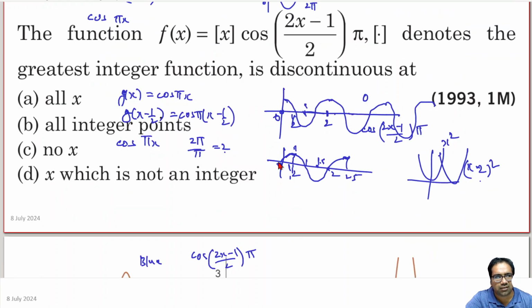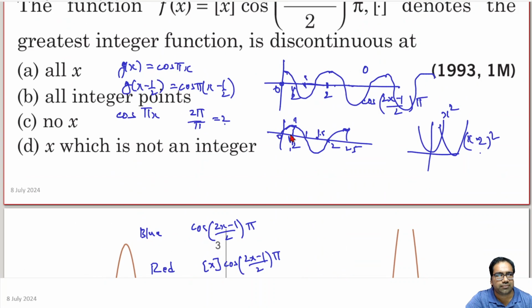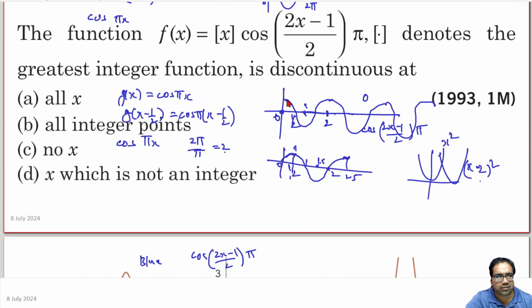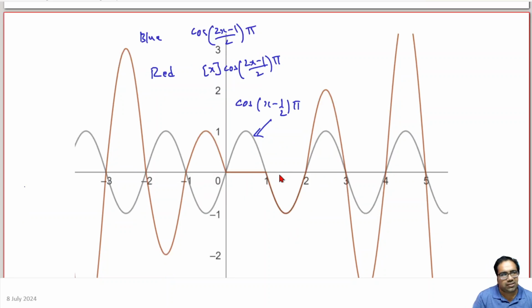So, if you shift it half units, then we'll get something like this, right? This graph is shifted half units. This point will come here and this point will come here, like that. Okay, so the graph is shifted half units rightwards.